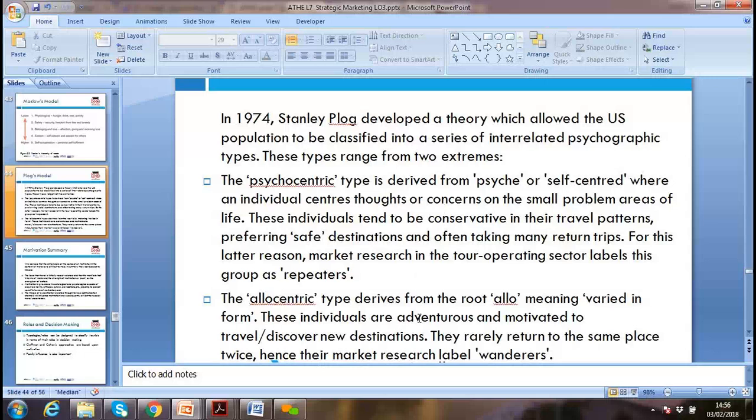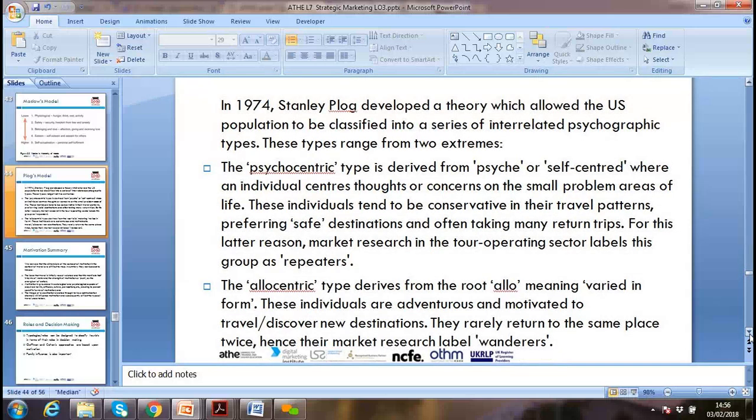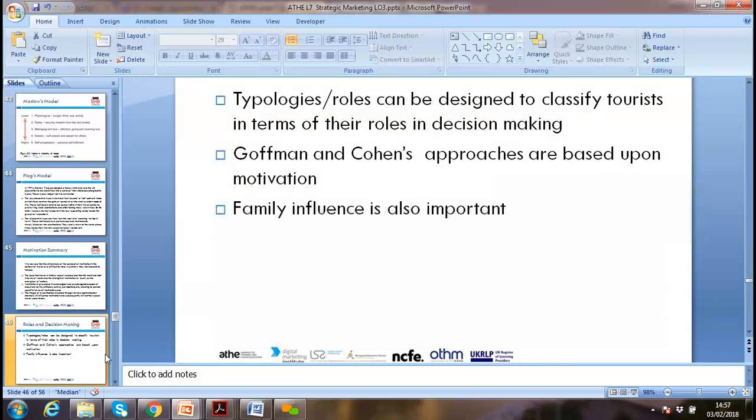The allocentric type derives from the root allo, which means varied in form. The individual, or the adventurous, or the motivated traveler could be different, like individual travel, commercial travel, or the tourist. They have different motives behind them. So we can look at these and their purposes. They are typologies. The word typologies: roles can be designed to classify tourists in terms of their role.